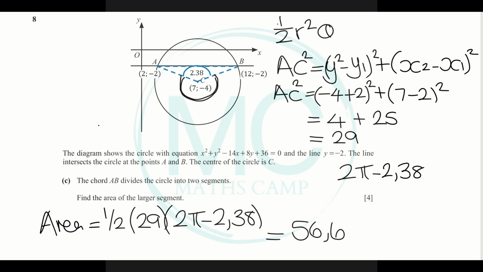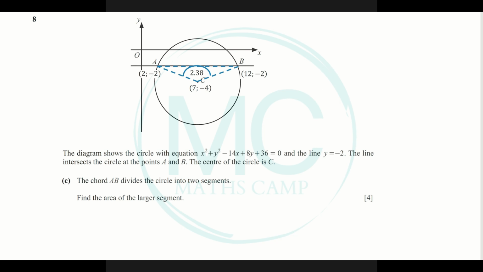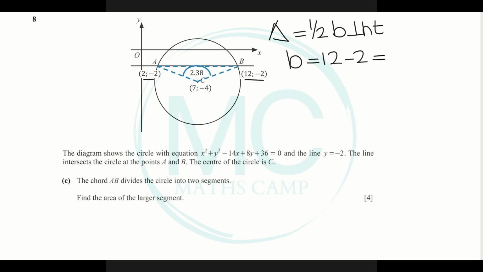Now, to find the area of the whole segment, we still need the area of triangle ABC. So let's make some space. We are working with circular measure, but this is still on the Cartesian plane, which means we can use the coordinates of A, B, and C to help us find the area of this triangle. So we can use the formula 1 over 2 times base times perpendicular height. Let's let AB be the base of the triangle. A has coordinates 2, -2, and B 12, -2. The length of the base is the distance between A and B along the x-axis. So I can say the base is equal to 12 minus 2, which equals 10.